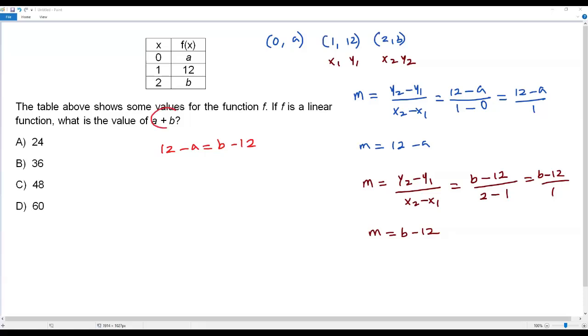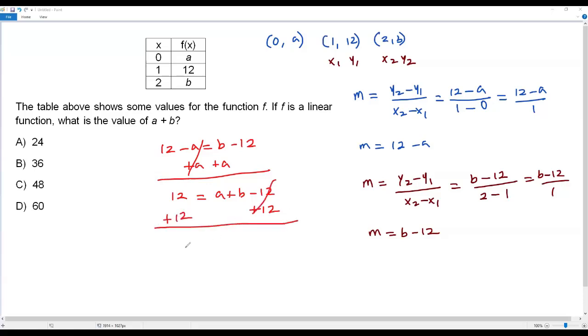Now our aim is to find the value of a plus b. Here b is already positive, but a is negative. So we can add a to both sides. When I add a to both sides, negative a and positive a cancel out. I'm getting 12 equals a plus b minus 12. Since I have to find the value of a plus b, we have to get rid of this negative 12. So I'm adding 12 to both sides. When I do so, negative 12 and positive 12 cancel out. I'm getting 24 equals a plus b. I got the value of a plus b.